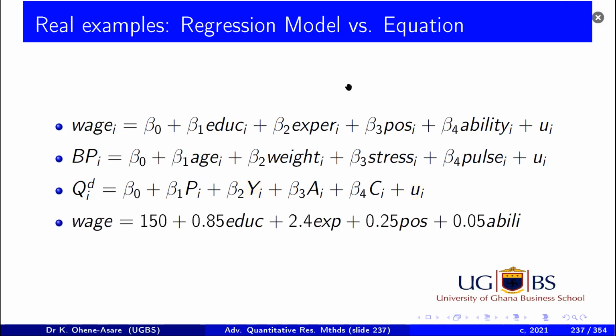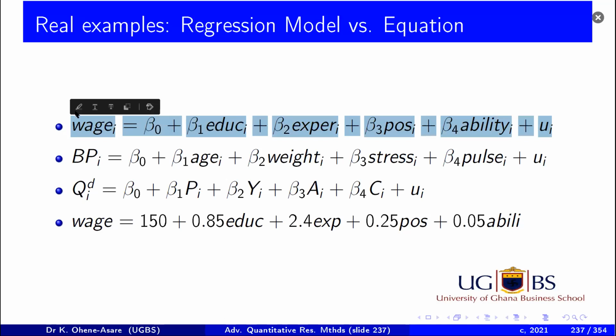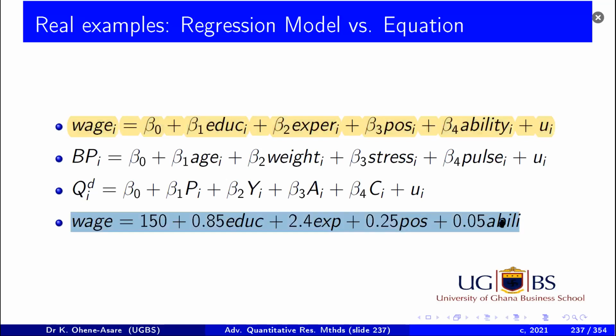Now, look at the last equation I have there. It is like the first one, but there is some difference. Do you realize that the first one and the last one both have wage as a dependent variable? There is a difference between the two. Okay? And I want you to take your time. There are two main differences between the first one and the last one.